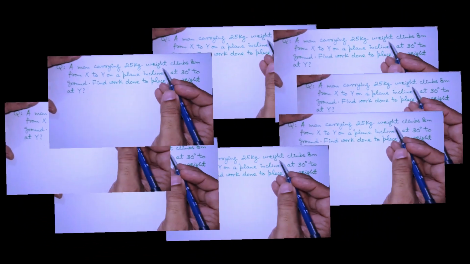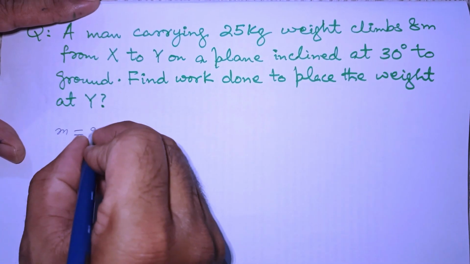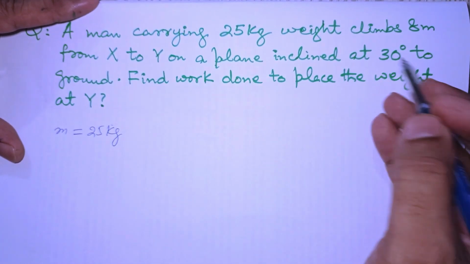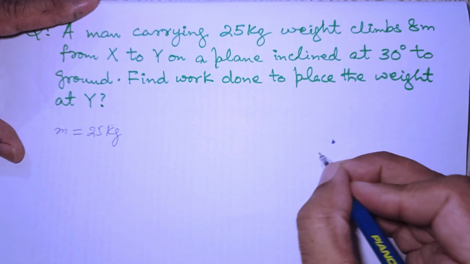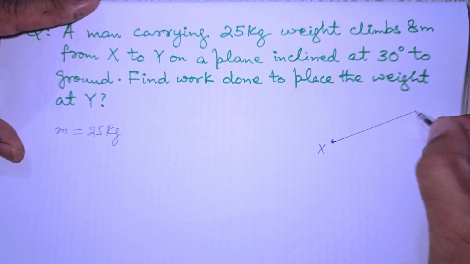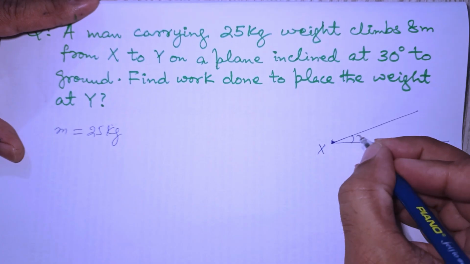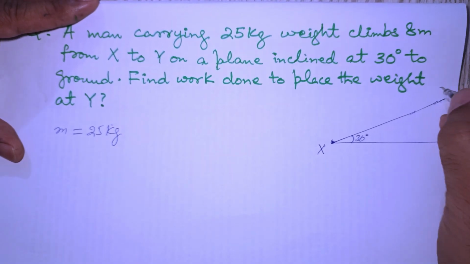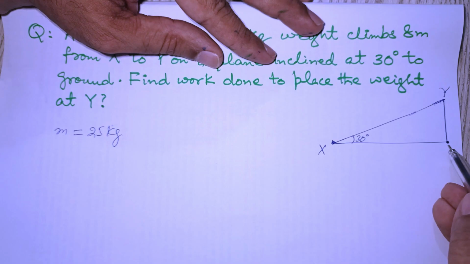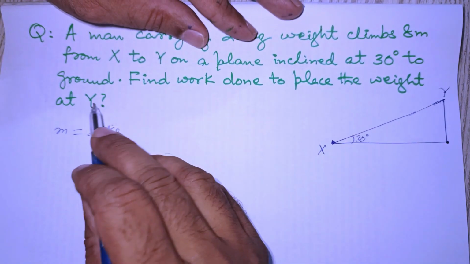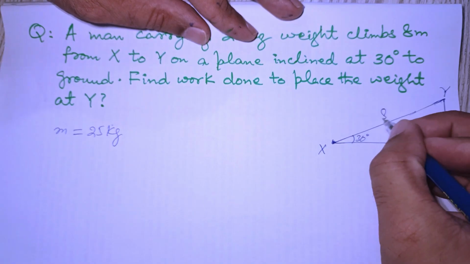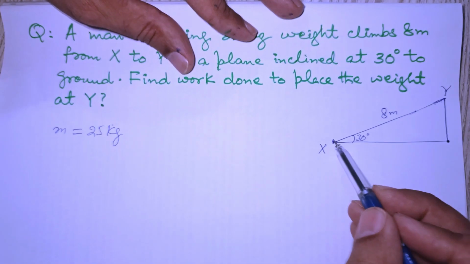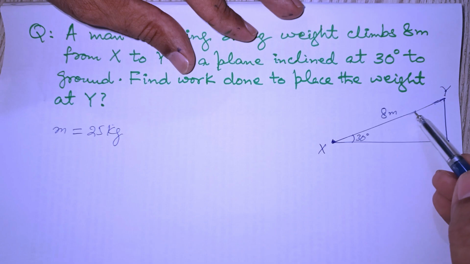A man carrying 25 kg weight, so mass is 25 kg, climbs 8 meter from X to Y on a plane inclined at 30 degree. So let's suppose this is point X. It has to move on an inclined plane which is making angle of 30 degree with the horizontal. So here this could be point Y. This becomes a triangle. This point Y is 8 meter from X. Find work done to place the weight at Y.